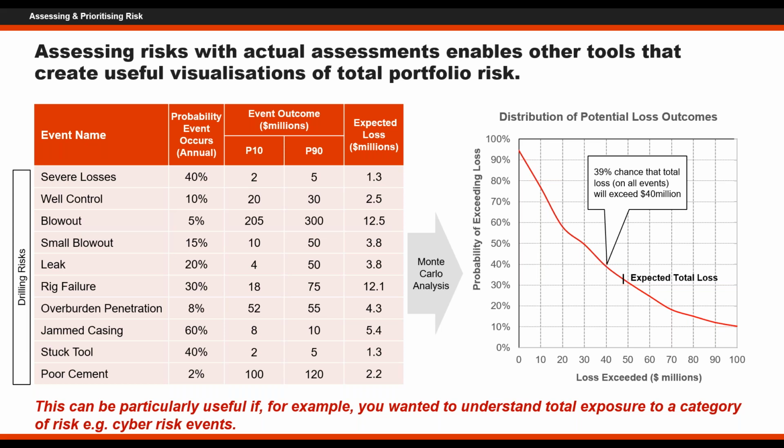So everything from severe losses to poor cement. If I wrap those all together, I'm looking at that portfolio of risks, if you like, and saying this is the loss that I could expect on this portfolio. And in this case, I've made the simple assumption that these things are independent of each other. We can fix that with correlations. We can put in some information on correlations that Carl was talking about just now.